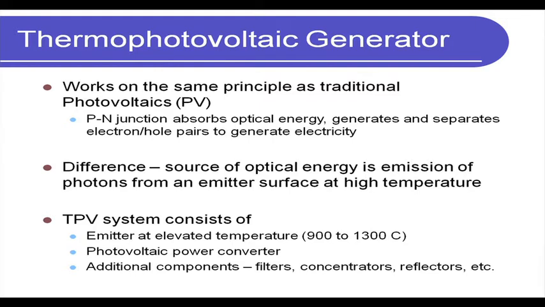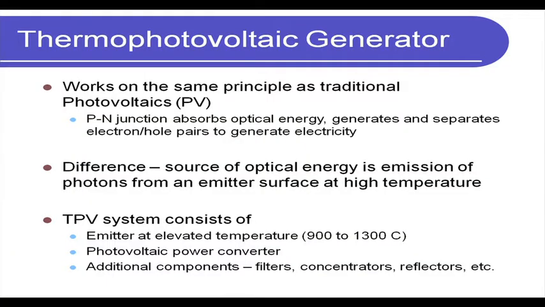Okay. But however, these are the two minimum components, but typically we also have some additional components like filters, concentrators, reflectors, etc., which we are going to talk about. Okay. So, once again, if I have to define it in a nutshell, thermophotovoltaic is again photovoltaic conversion where we use semiconductor and PN junctions to generate electricity from optical energy. The difference here is that the source of that optical energy is not sun or solar energy, but it is photons that are emitted from an emitter surface which is heated to an elevated temperature.